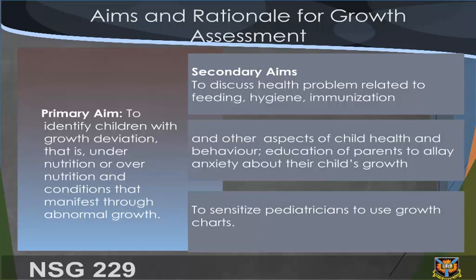Aims and rationale for growth assessment. Primary aim: to identify children with growth deviation, that is, undernutrition or overnutrition, and conditions that manifest through abnormal growth. Secondary aims: to discuss health problems related to feeding, hygiene, immunization, and other aspects of child health and behavior; education of parents to allay anxiety about their child's growth; and to sensitize pediatricians to use growth charts.